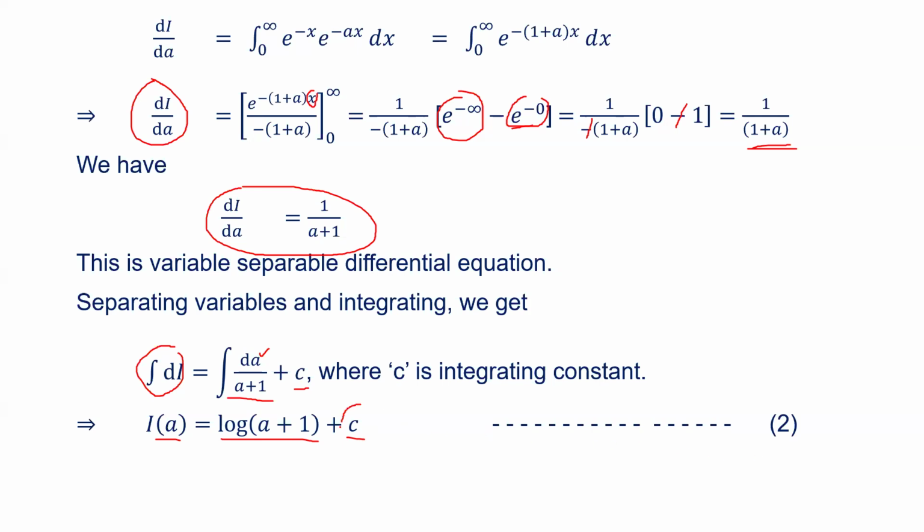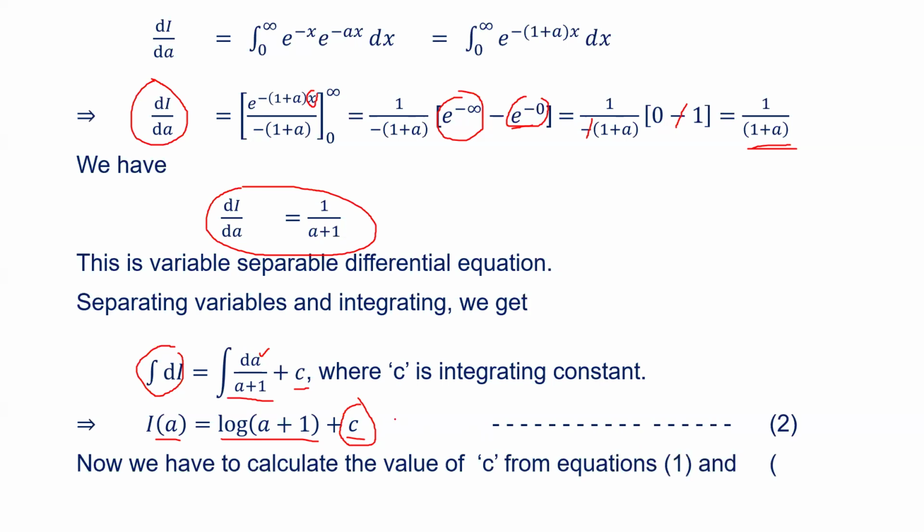Now, our aim is to find the integrating constant by using the initial conditions. So what are the initial conditions over here? Now we have to calculate the value of c from equations 1 and 2. Putting a equal to 0 in 1 and 2, if you put I of 0, it is equal to log of (0 plus 1), so log of 1 is 0, plus c. So we are getting c is equal to I of 0 from here.